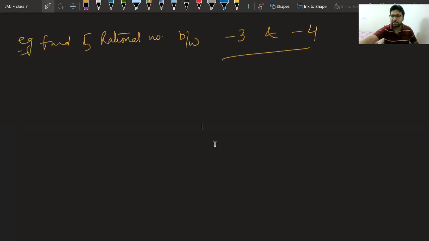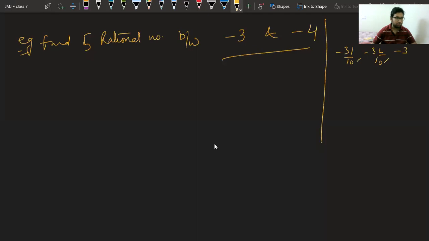Let's start today's discussion. Yesterday we learned how to find rational numbers between given numbers. Class, tell me the answer that you obtained in this case. Minus 31 by 10, minus 32 by 10, minus 33 by 10, minus 34 by 10, minus 35 by 10. Okay. Anyone else? Kavish is saying the same thing.